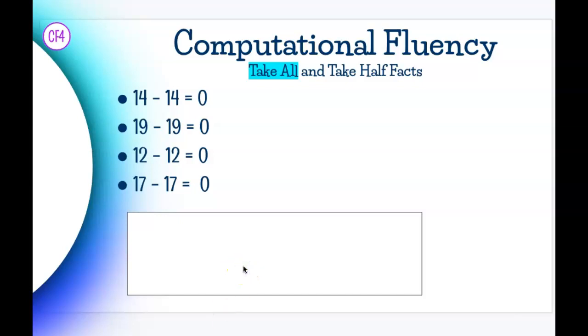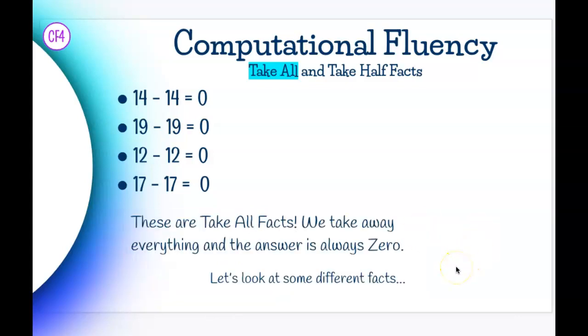These are our take all facts, when we take away everything, and the answer is always 0. Now let's go ahead and look at some different facts. Good work with your take all facts. You can erase your whiteboards.